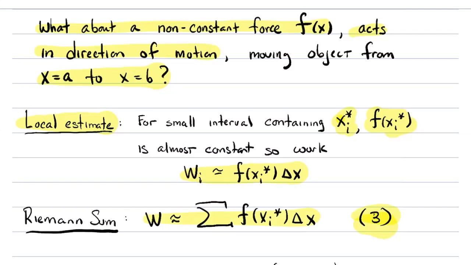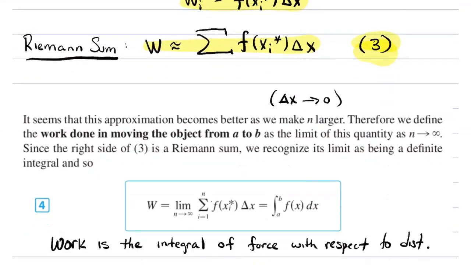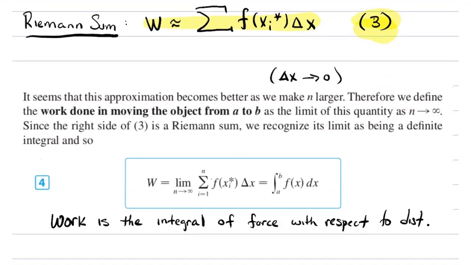You take limits as delta x goes to 0 of a Riemann sum, and you get some integral, right? So you can look at the paragraph if you want there, but the kind of summary is in this box down here. If a non-constant force is acting in the direction of motion, and it's displacing an object from point A to B along the direction of motion, then the work done by that force is the integral of the force with respect to distance. Okay, work is the integral of force with respect to distance.